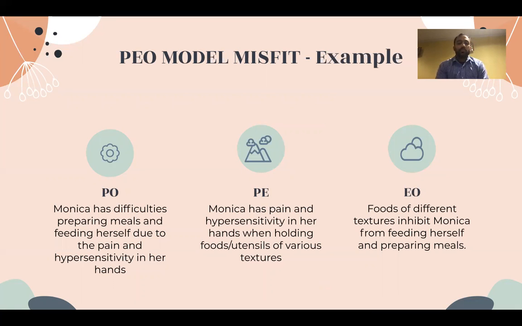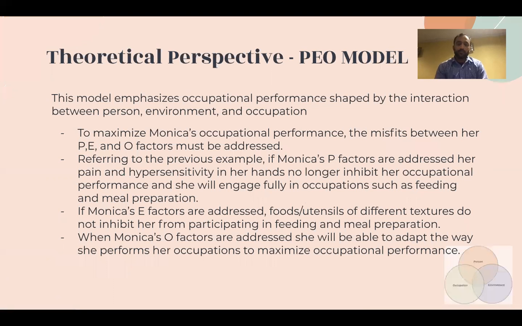So in our PEO misfit, the PO is Monica has difficulties preparing meals and feeding herself due to the pain and sensitivity in her hands. The PE is Monica has pain and hypersensitivity in her hands when holding foods and utensils of various textures. And the EO factor is that foods of different textures inhibit Monica from feeding herself and preparing meals.